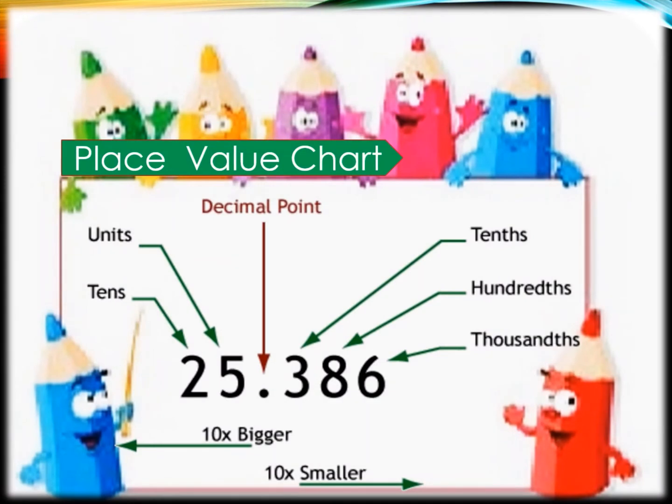Now let us observe the place value chart of the number 25.386. What is that? 25 is 2 tens and 5 ones. In the middle is the decimal point, and after it we start with the tenths place: 3 tenths, 8 hundredths and 6 thousandths. Before the decimal point, each place is 10 times bigger. And after the decimal point, each place is 10 times smaller.